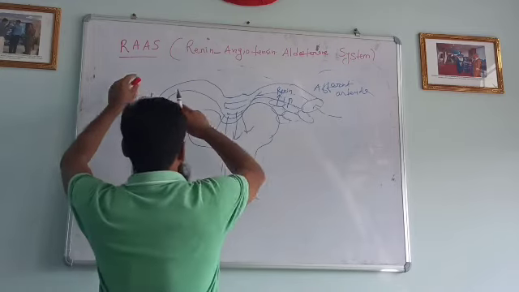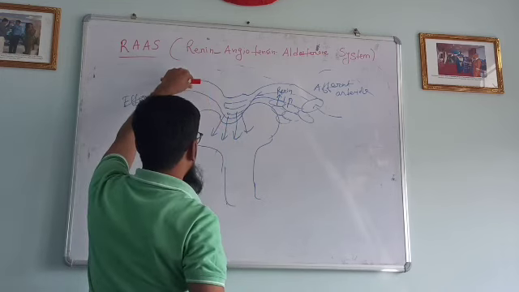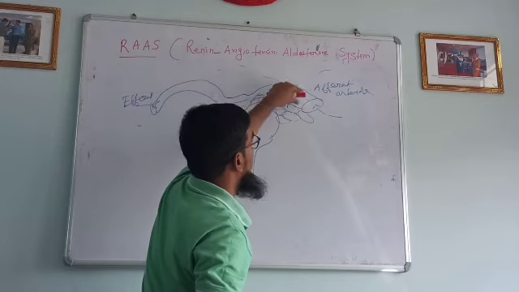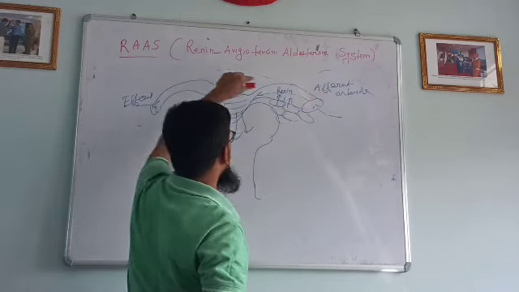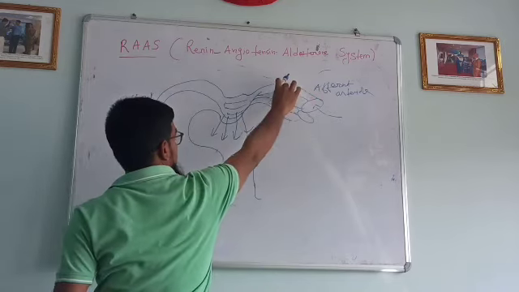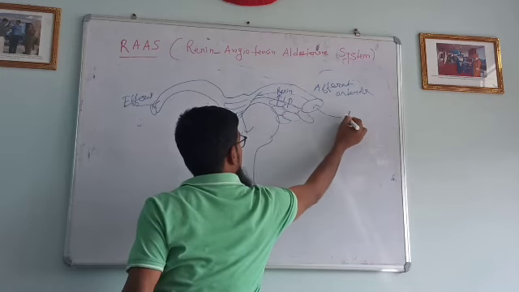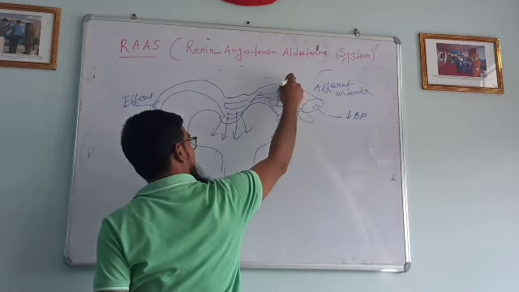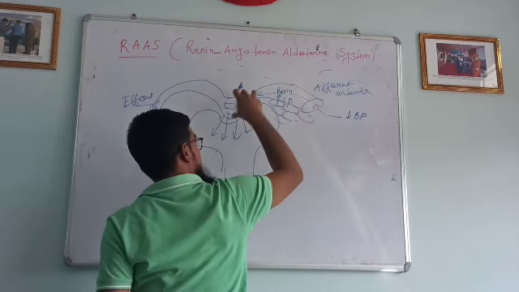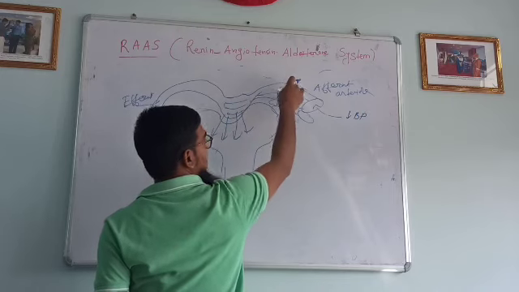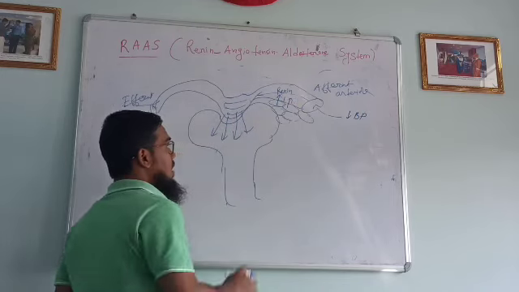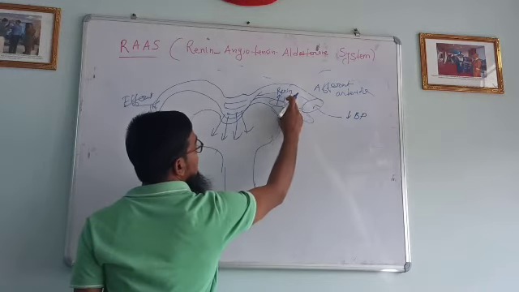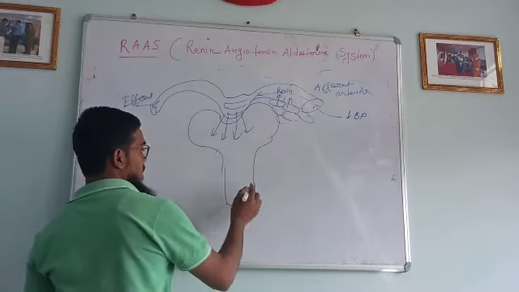And this is due to the difference of diameter. The afferent arteriole diameter is larger than the efferent arteriole, so due to this pressure is created. When there is less blood pressure, then less blood flow to the glomerulus will occur, and due to this less pressure is exerted on these cells, and those cells will release the renin.